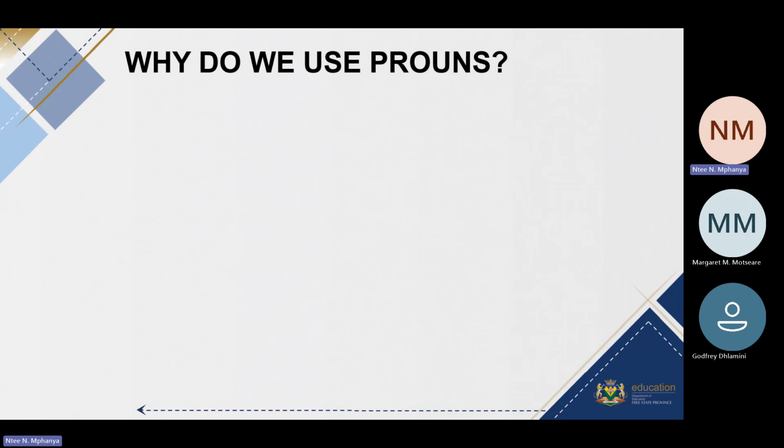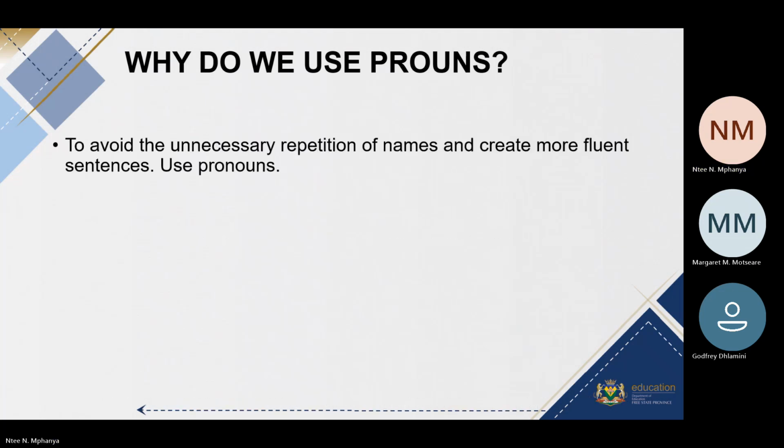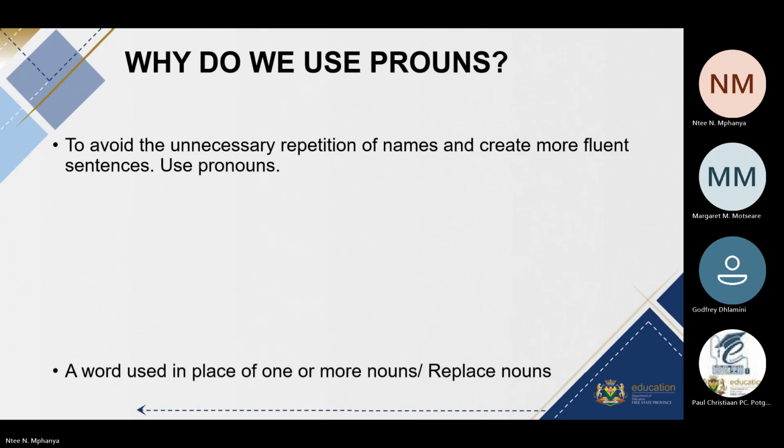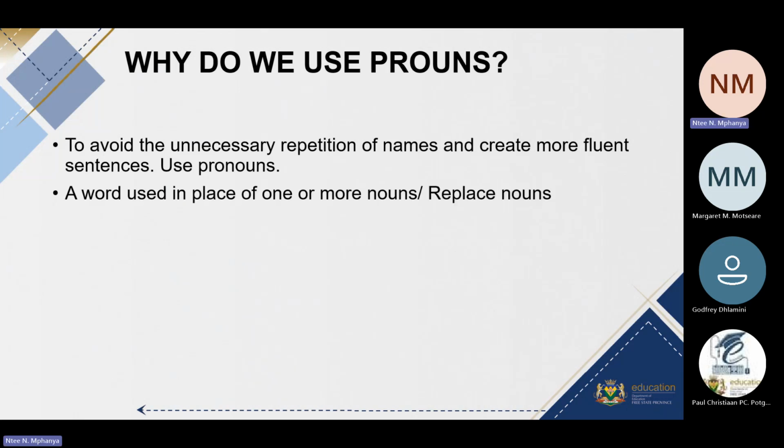Why do we use pronouns? We use them to avoid the unnecessary repetition of names and to create more fluent sentences. A pronoun is a word used in place of one or more nouns, or to replace a noun. It may stand for a person, a place, a thing, or an idea.